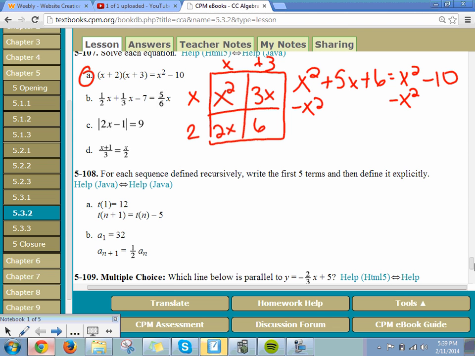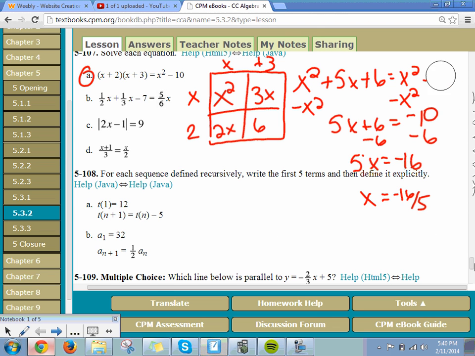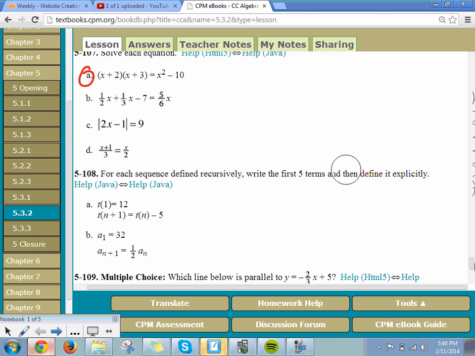And then I'm going to try and get rid of my x squared, so I'll subtract x squared from both sides. So now I have 5x plus 6 is equal to negative 10, pardon me. We'll subtract 6 from both sides. So 5x will be equal to negative 16, and so x will be equal to negative 16 over 5.